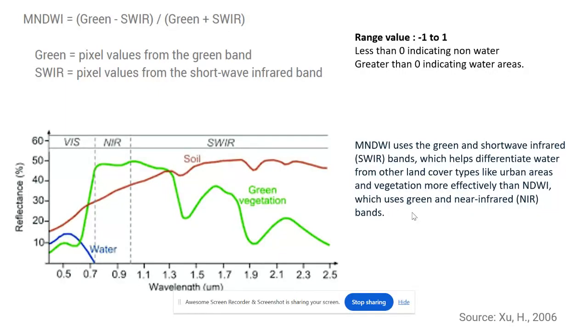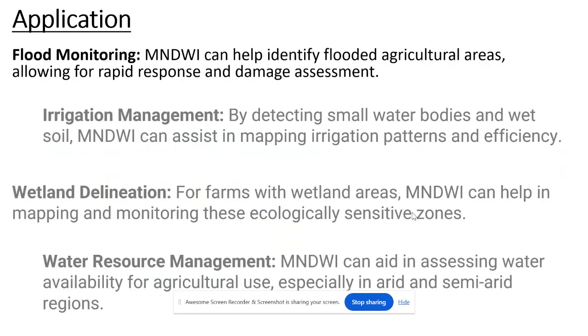And the value of MNDWI is similar to other indices like NDVI, ranging from -1 to 1. Less than 0 indicates non-water and greater than 0 indicates water areas.